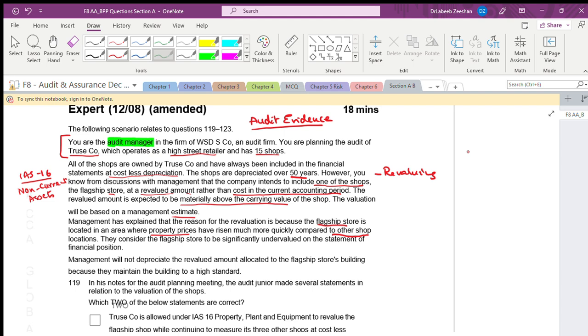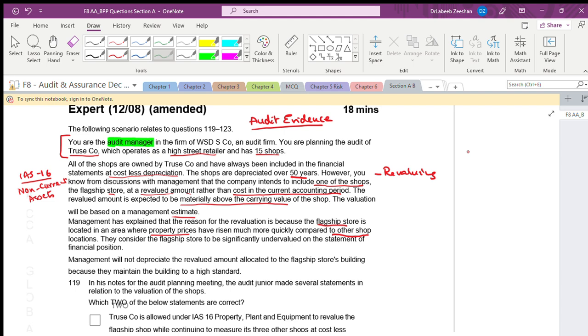Not in prime locations, in remote locations, the value will not increase that much. But the rule says that the value of land always appreciates, whether it is in a prime location or in a remote location. Is it? That's the point.